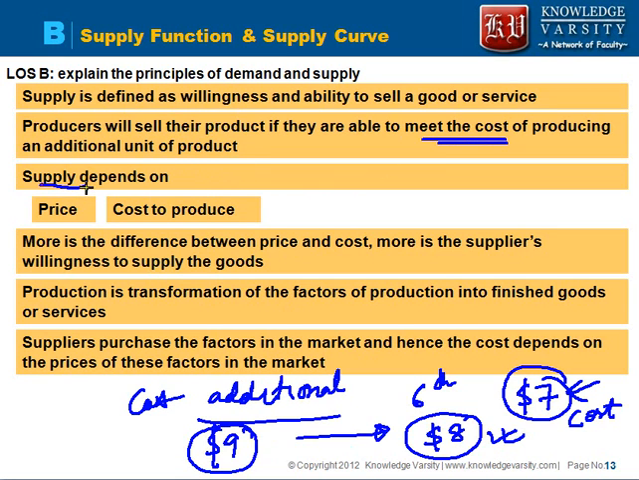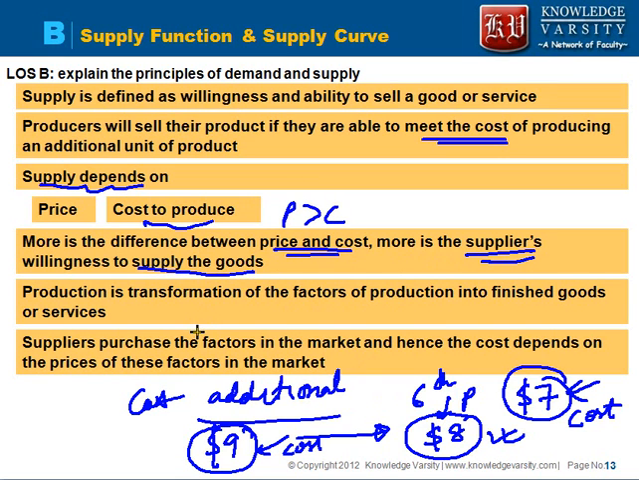So supply will depend on the price that I am getting, and on the cost to produce the additional unit. If you have more difference between the price and cost, where price is more than the cost, the supplier is more willing to supply the goods. Suppose your cost is $6 and you are getting $8, you will be more willing to supply versus when your cost is 7 and your revenue is 8.